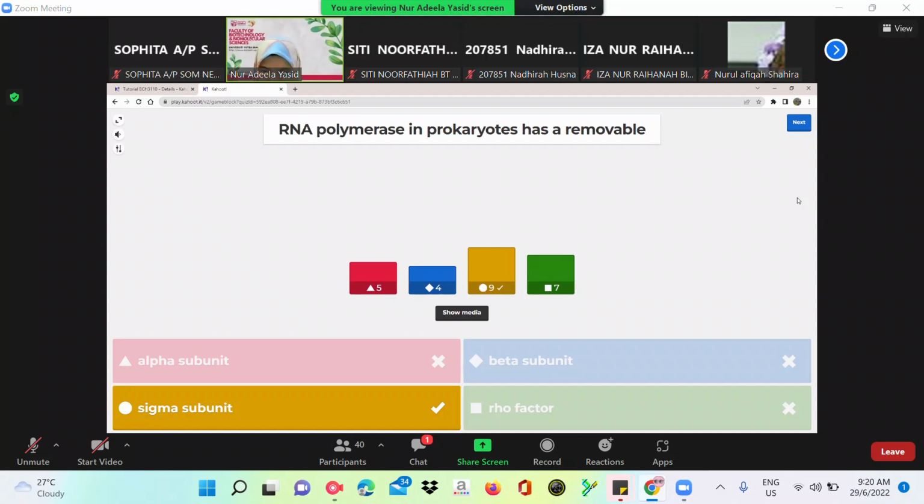Is rho factor associated with RNA polymerase? Everyone, what is rho factor? It's the rho protein. It is involved in the termination process. So tak ada kena mengena dengan RNA polymerase. So rho factor, it's a big no. How about alpha and beta subunit? Alpha and beta subunit are part of the core of RNA polymerase, but this question is looking for the removal part. So what does it mean by removal part? Of sigma subunit.